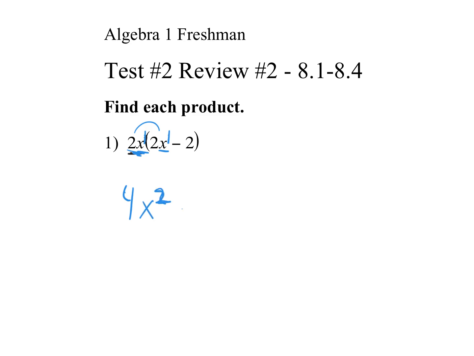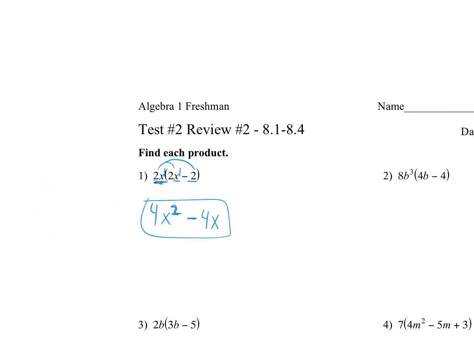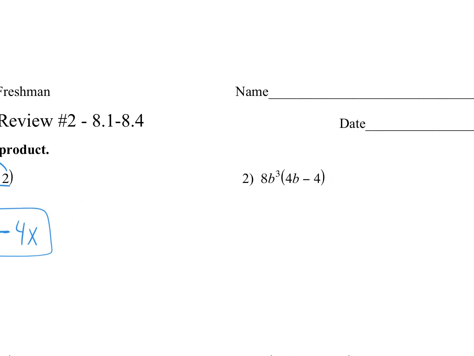All right, minus 2x times negative 2. 2 times 2 is 4. There's nothing to multiply with the x, so we get this as our answer. All right, are we okay with that one? Good, more multiplying.